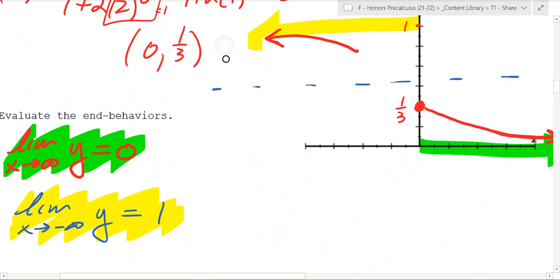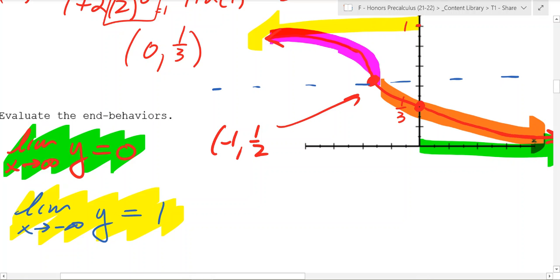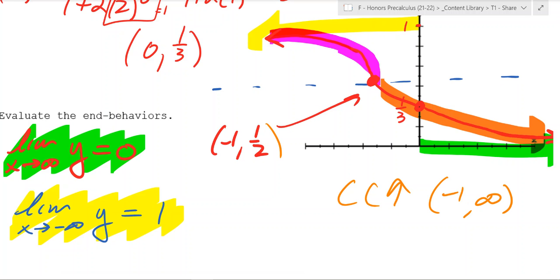It's not quite to scale, but we know that it's going to be concave down to here, and that point right there is negative 1, 1/2. What this tells us, and it's going to ask us this later down on the page, it's concave down all the way to there, and then I'll change highlighter colors, and then it's concave up past the point of inflection. So it's concave up from negative 1 to infinity.